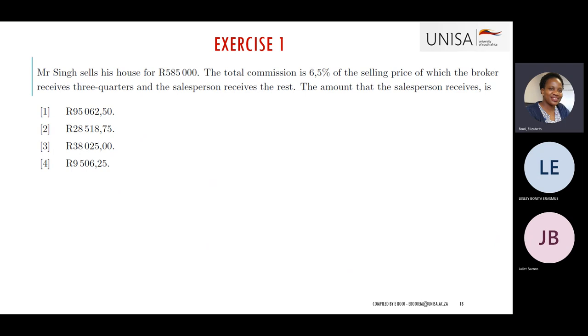The price is 585. What will be the commission? And then from the commission, we need to calculate what the broker is receiving and what the salesperson is receiving. But we actually want the salesperson's number. So we can calculate the ratio and multiply that ratio with the total commission. So let's first calculate the commission.